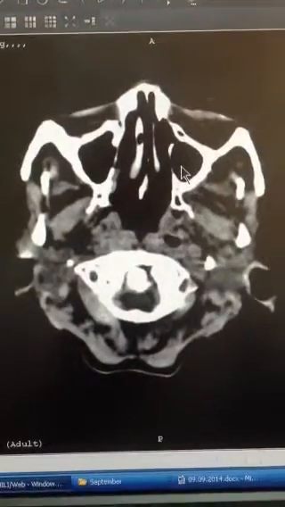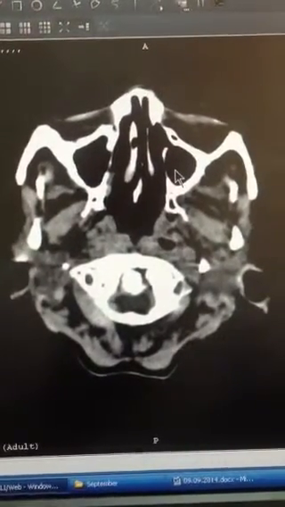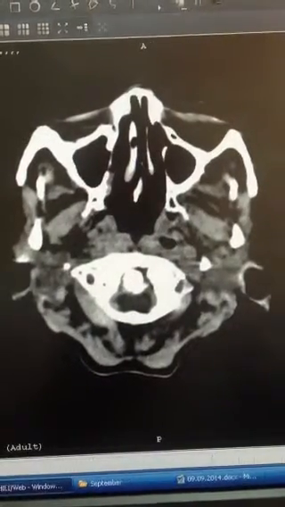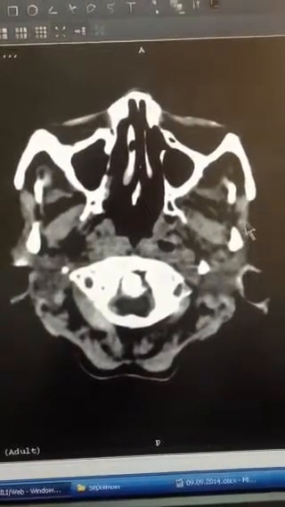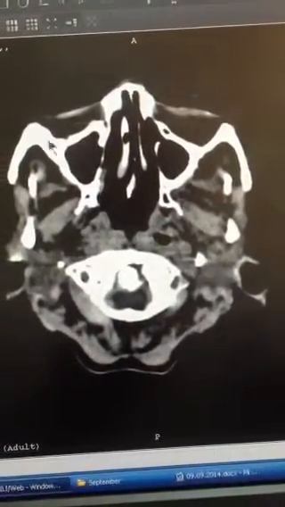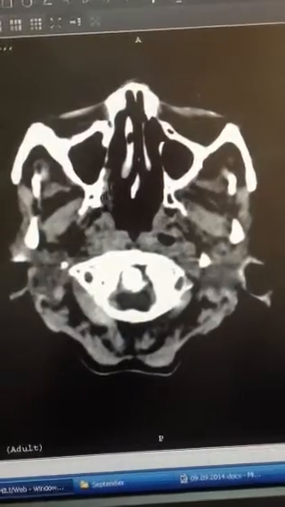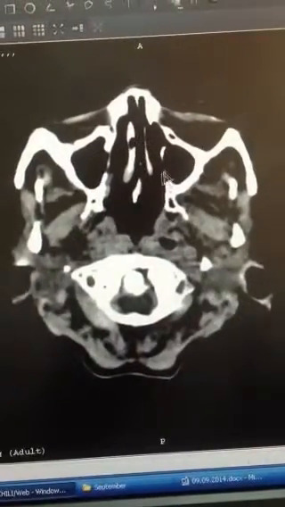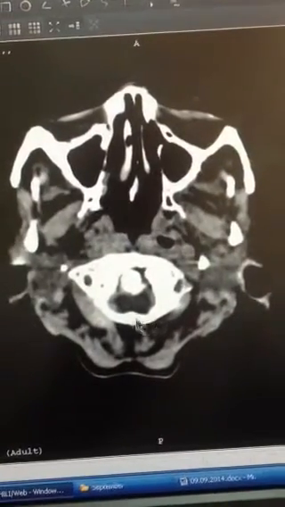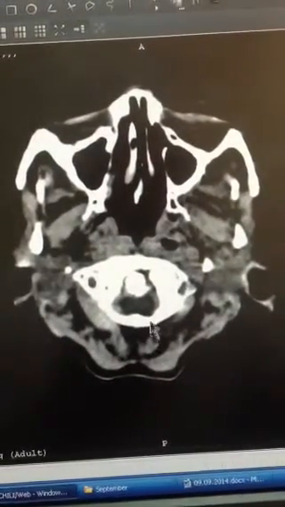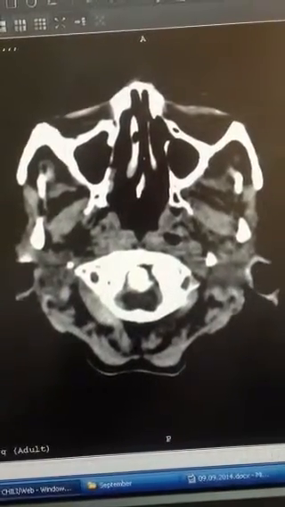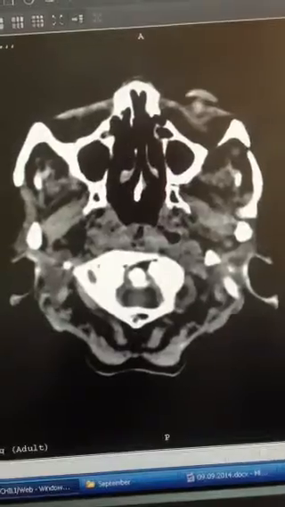I will go through the normal structures in the CT scan of the brain. This is a CT scan of the brain, axial sections, starting from the lowermost cut. What you are seeing here is the zygomatic arch on either side. That is the nasal cavity, part of the maxilla. And what you see here is the C1 or the atlas, this is the dens, this is the spinal cord, and this is the external ear.